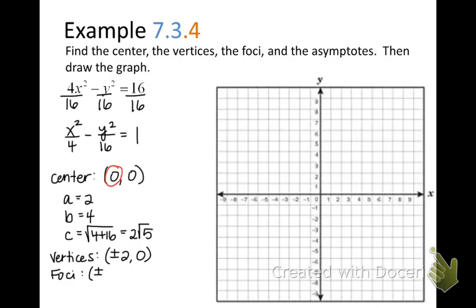Plus or minus 2 root 5. Good. Yep. And what else do I have to give with hyperbolas? Asymptotes. Very good.